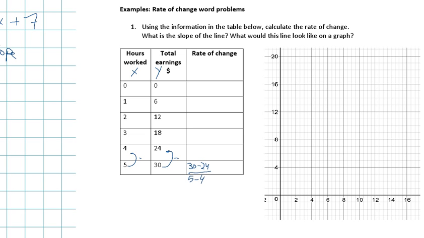Yes. Okay, so 30 minus 24 is 6, divided by 1 is 6. Only 6 everywhere. Okay? Do the same thing. Again, 6 everywhere. 24 minus 18 over 4 minus 3. 1. 6. You have to fill out the table, unfortunately.